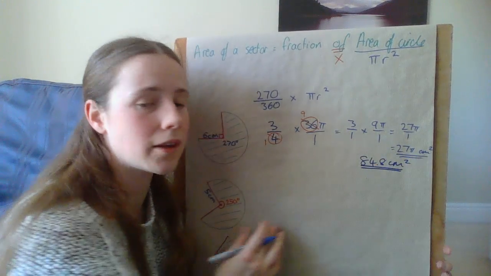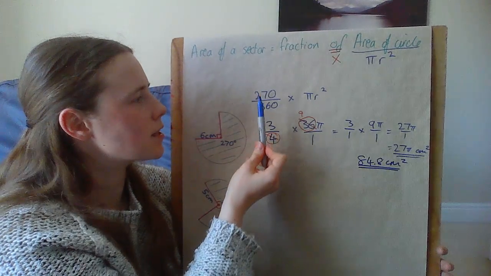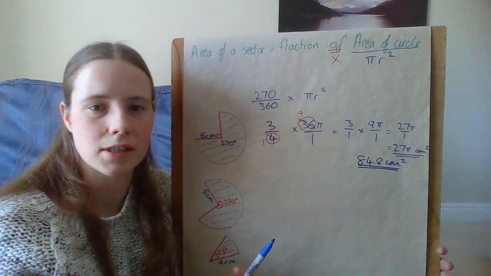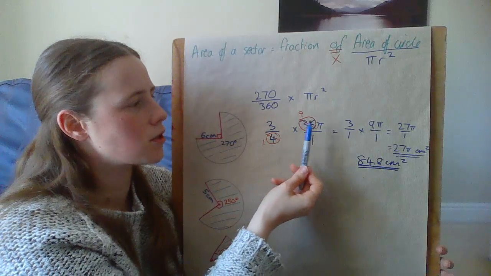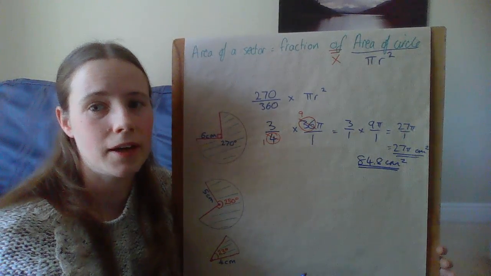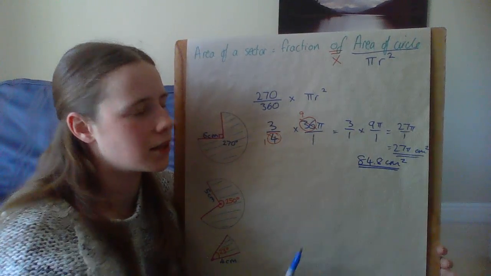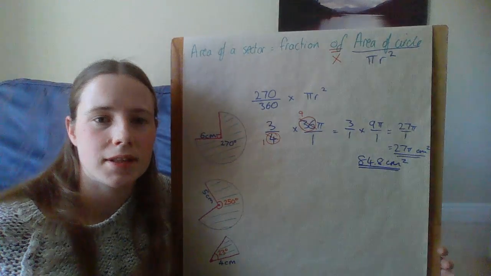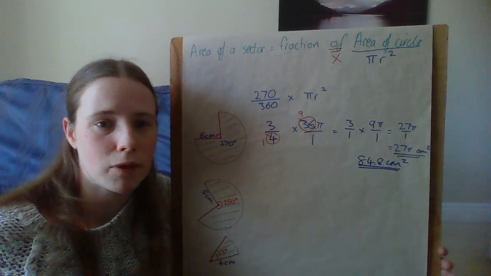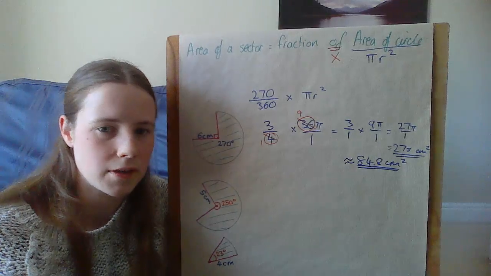Okay, and you can just check that you can get that out on your calculator, either by typing in 270 over 360 times 36 pi, or 3/4 times 36 pi, or 0.75 times 36 pi. So just make sure that you have a way of getting that value out. I've rounded it to 3 significant figures. I'm just going to pop in a wiggly equal sign to show it's an approximate answer.